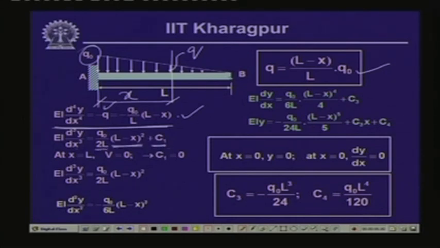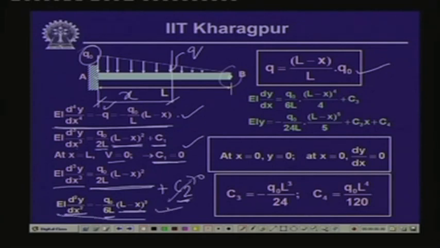Now, at x equals L, the shear force is equal to 0. So, d3y by dx3 equals 0 at x equals L, that gives us c1 equals 0. Hence, EI d3y by dx3 is equal to q0 by 2L times (L minus x) square. Now, if we integrate this again, we have EI d2y by dx2 equal to minus q0 by 2L times (L minus x) cube by 3, which is minus q0 by 6L times (L minus x) cube, plus of course, the constant c2. Now, at x equals L, again the bending moment is 0. So, that gives us that c2 also is equal to 0. So, this is the expression for the bending moment.